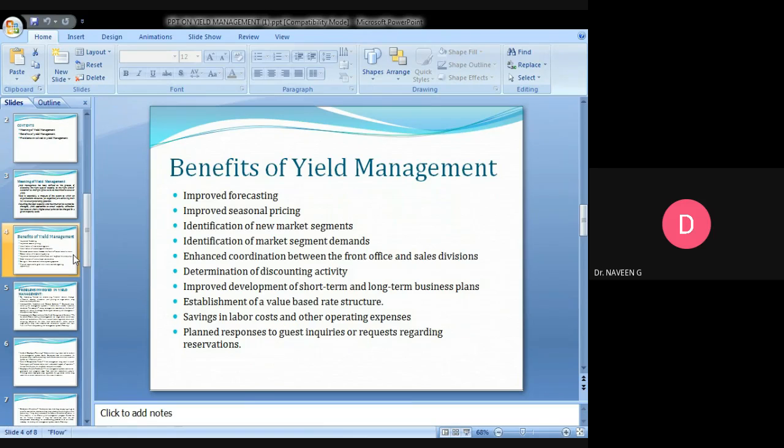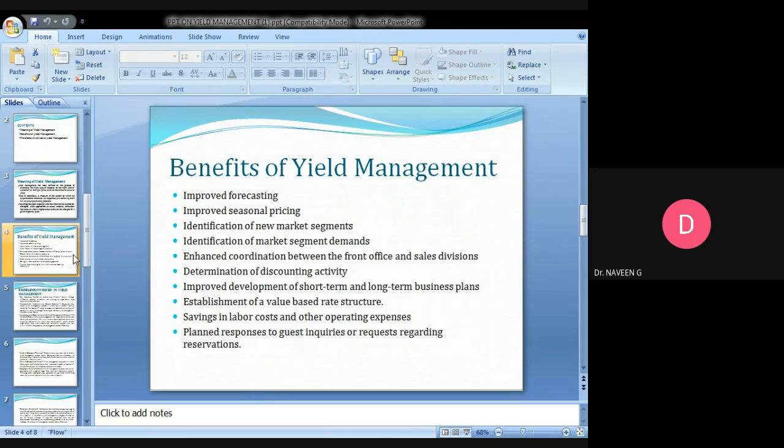And the third advantage is identification of new market segments. Segmentation means there may be geographical segmentation, psychographic segmentation, or demographic segmentation. So yield management will influence all these segmentations.